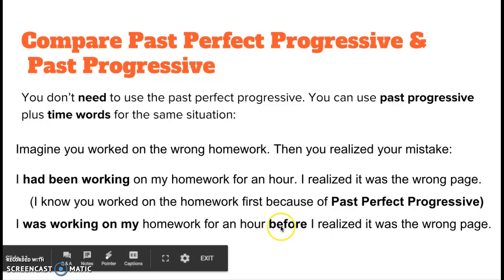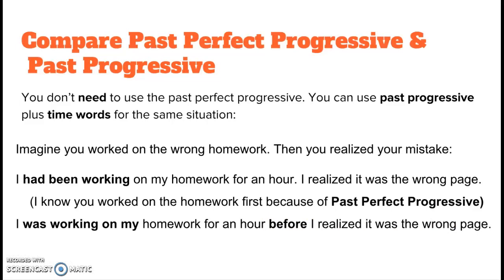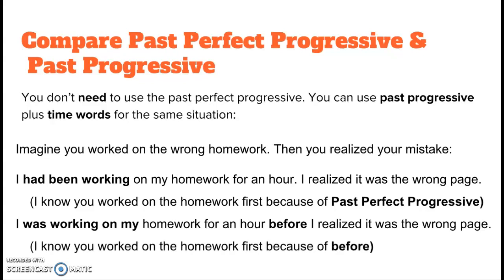Now here, I use the time word before. When I use that time word, the order of events is already clear. So in this case, I don't have to use past perfect progressive. I could just use plain past progressive, was working. I was working on my homework for an hour before I realized it was the wrong page. I know you worked on the homework first because of the word before. You still can use past perfect progressive, but you don't have to.